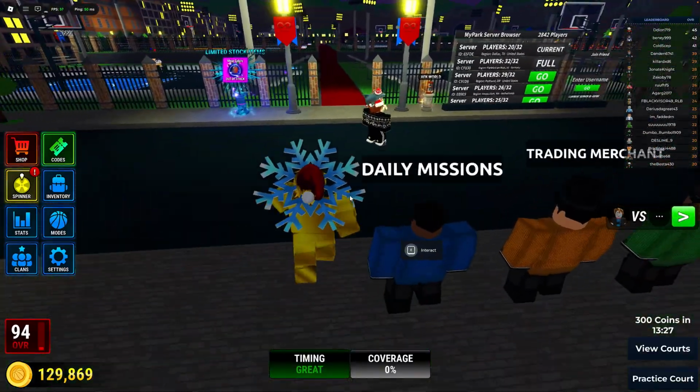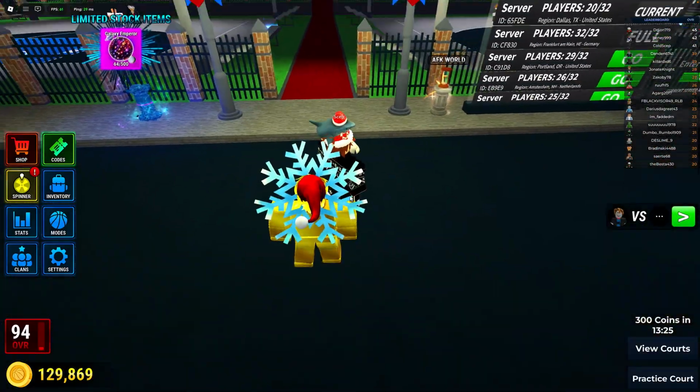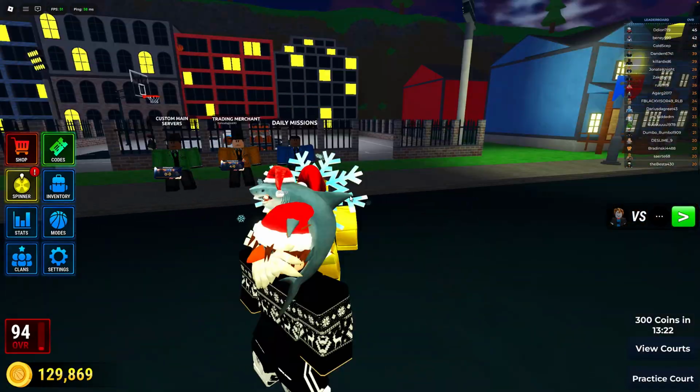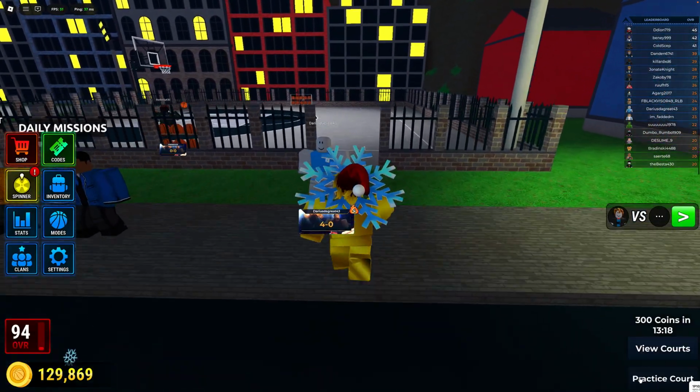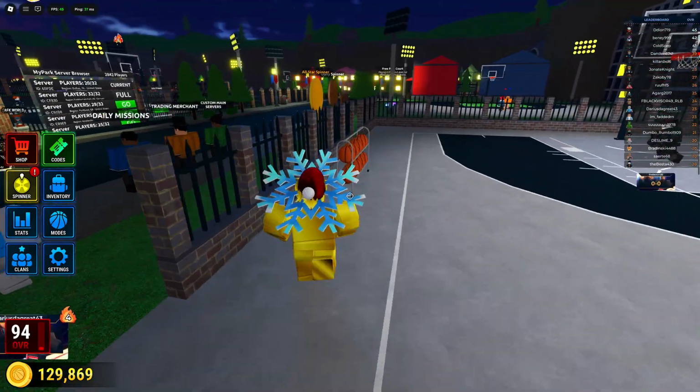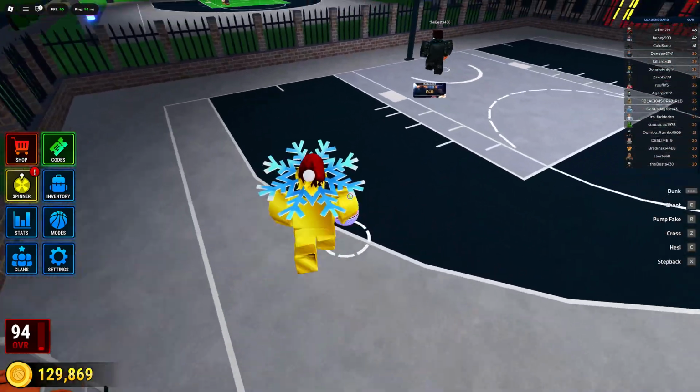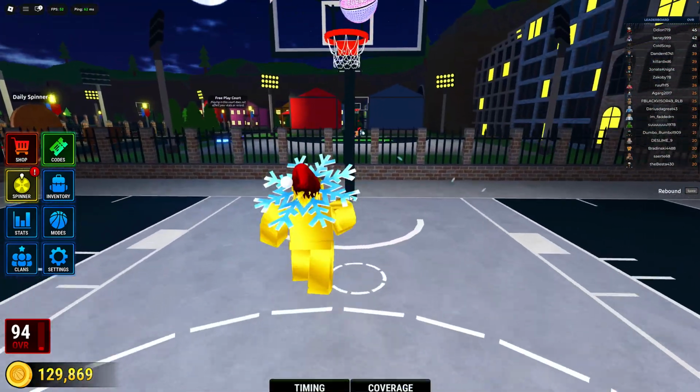All right, so this is where you spawn, and then you're gonna turn around, but you can just click practice court. It's really easy. And next, position where you're wide open.